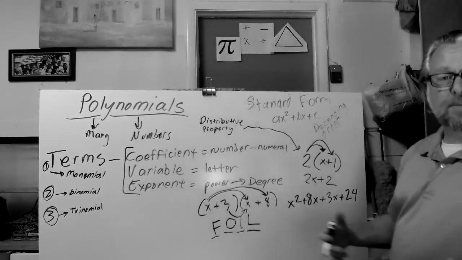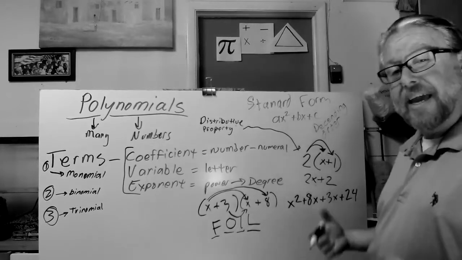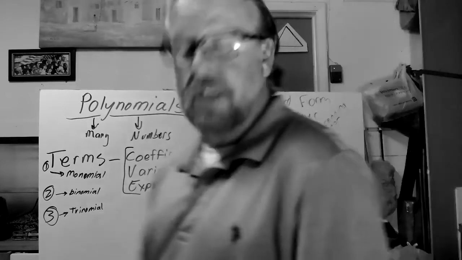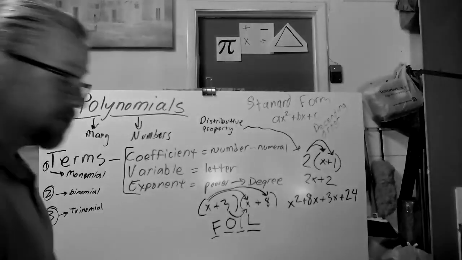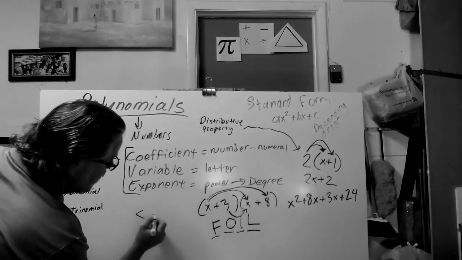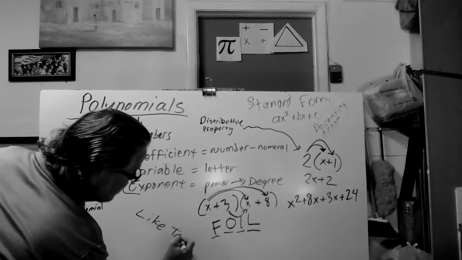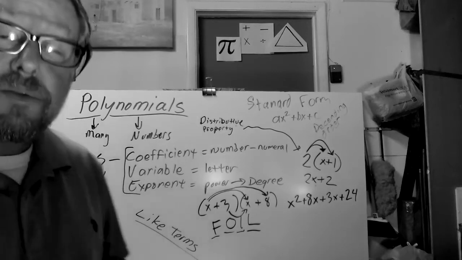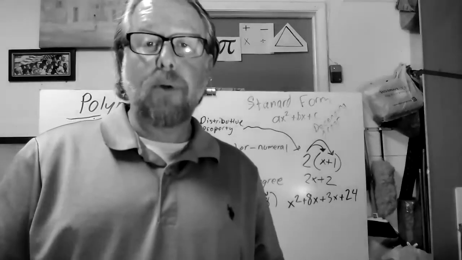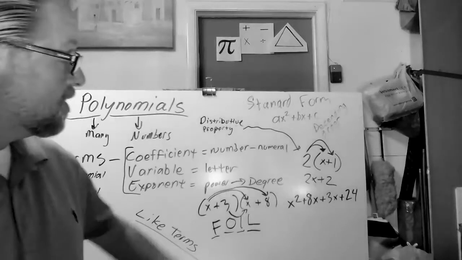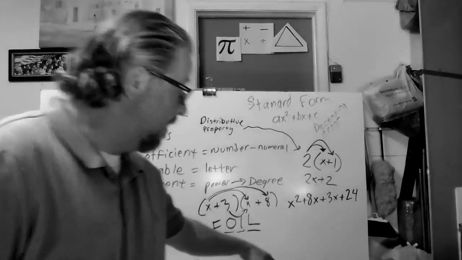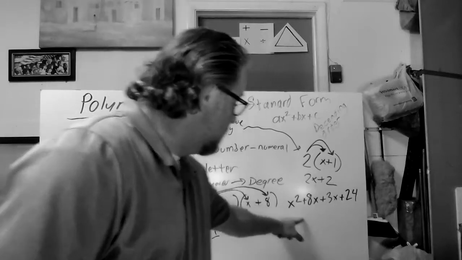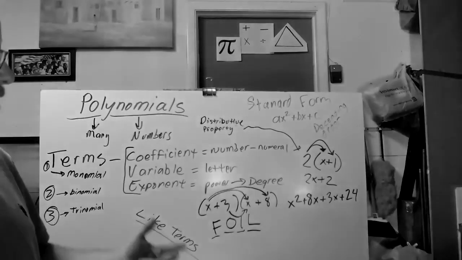Next step with this is just simply to combine your like terms. When we say like terms, this can be the simplest or most confusing thing depending on your perspective. Like terms are terms that have the same exponent, the same degree. So I look at this polynomial right here. I've got an x squared. Do I have any other x squareds in here? No, I don't. There's nothing else I can mix with that.